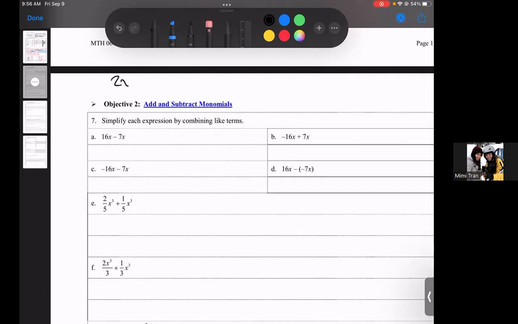They're not like terms, right? They're different. The second one has an extra factor, which is y.